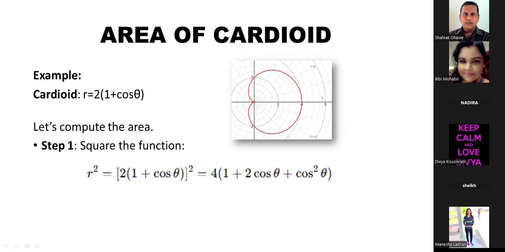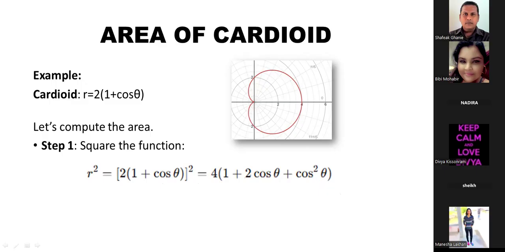So the first thing we do is square the function. That is the first step. So when we square this whole function, we're going to end up with 4 open bracket 1 plus 2 cos theta plus cos squared theta, by multiplying that.